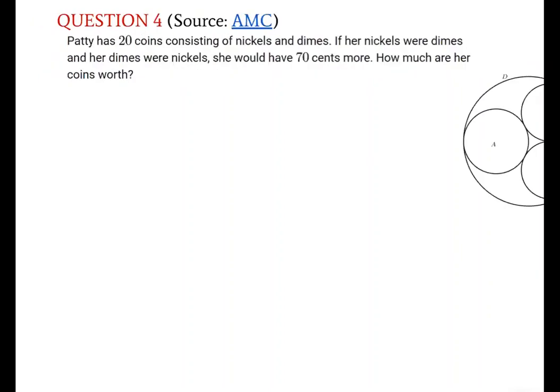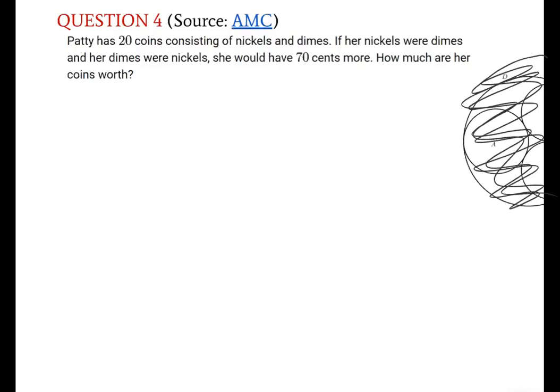Question 4, oops, that is not supposed to be there. Ignore this. Yeah, I forgot to get rid of that.